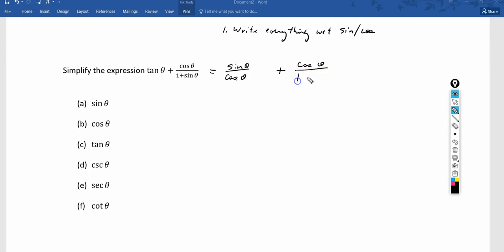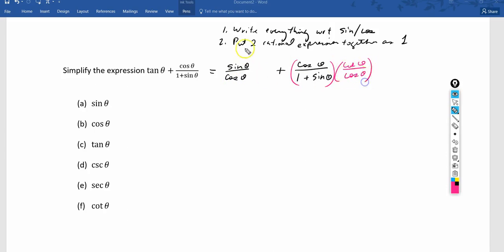Now, another strategy is if you have two separate rational expressions, put them together as one. That's another strategy. And so I can certainly do that here. What would be needed is I'd have to multiply this one by cosine theta over sine theta. And so that's using a well-chosen one.